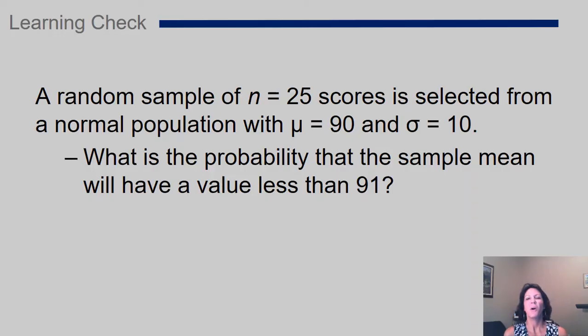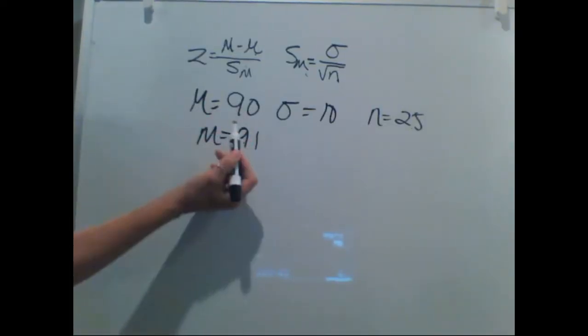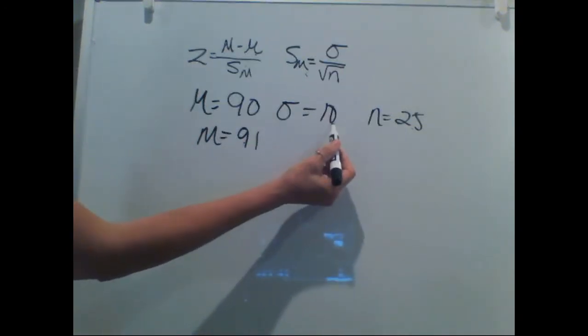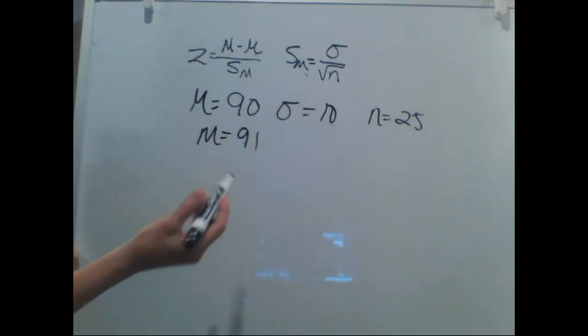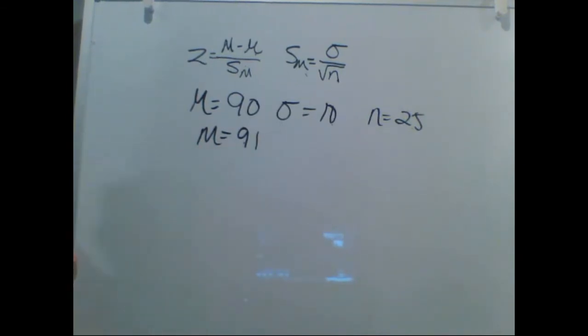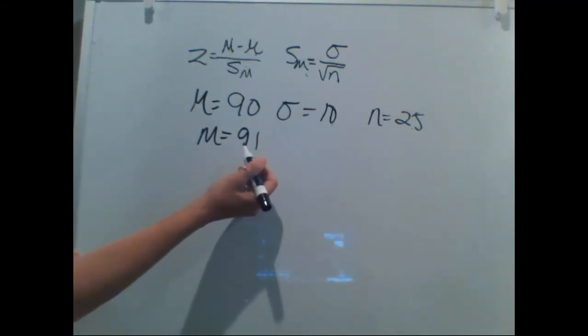Here's another one. A random sample of 25 scores is selected from a normal population with a mean of 90 and a standard deviation of 10. What is the probability that the sample mean will have a value less than 91? Now you pause the computer and try this on your own first. So again, we still have the same population mean, population standard deviation, and n of 25, but this time our mean is 91, and we're going to find out the probability of selecting a score that is less than 91.